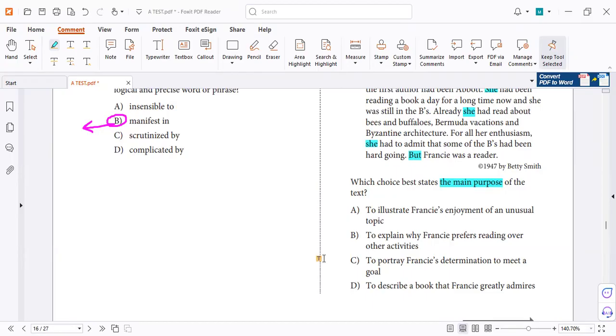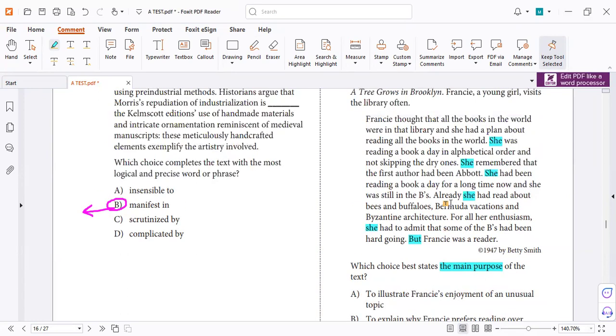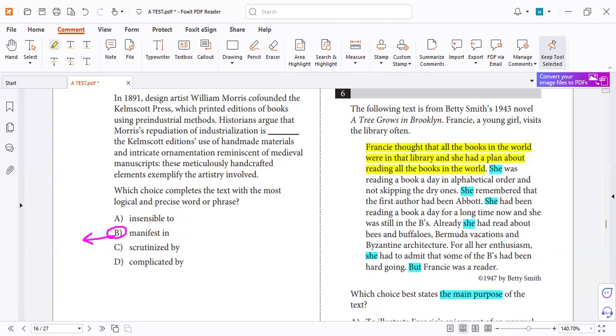Now we read very quickly. Remember, the main purpose, we read very quickly. Focus on the development of ideas and focus on the first sentence to tell you what is the main point, how the writer develops it. Look, she had a plan about reading all the books in the world. She was reading a book. She remembered the first author. She had been reading a book. She had read about bees. So she loves reading. Development, evidence, support for the main idea.